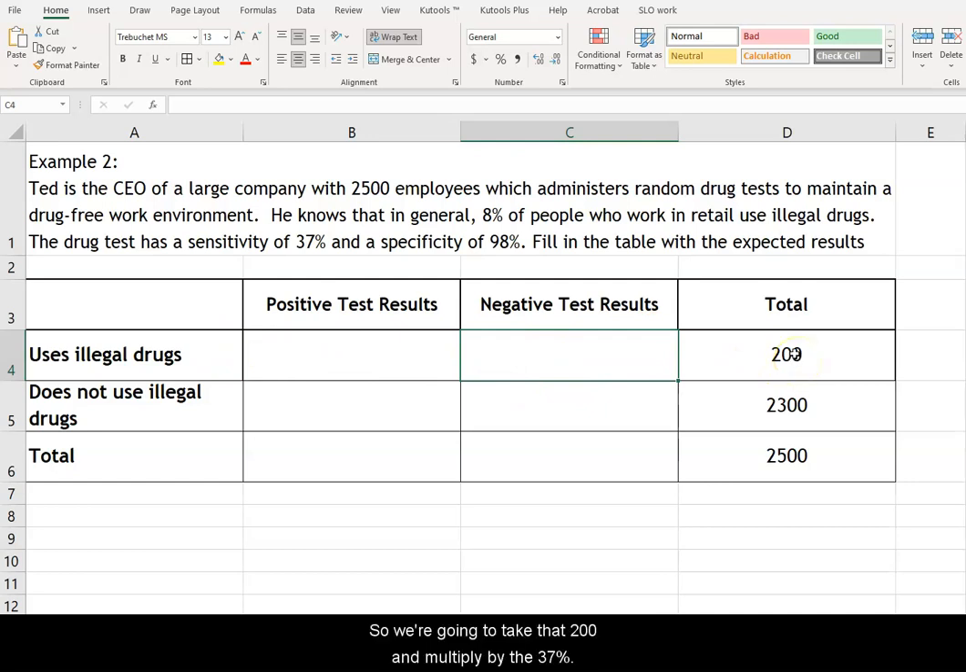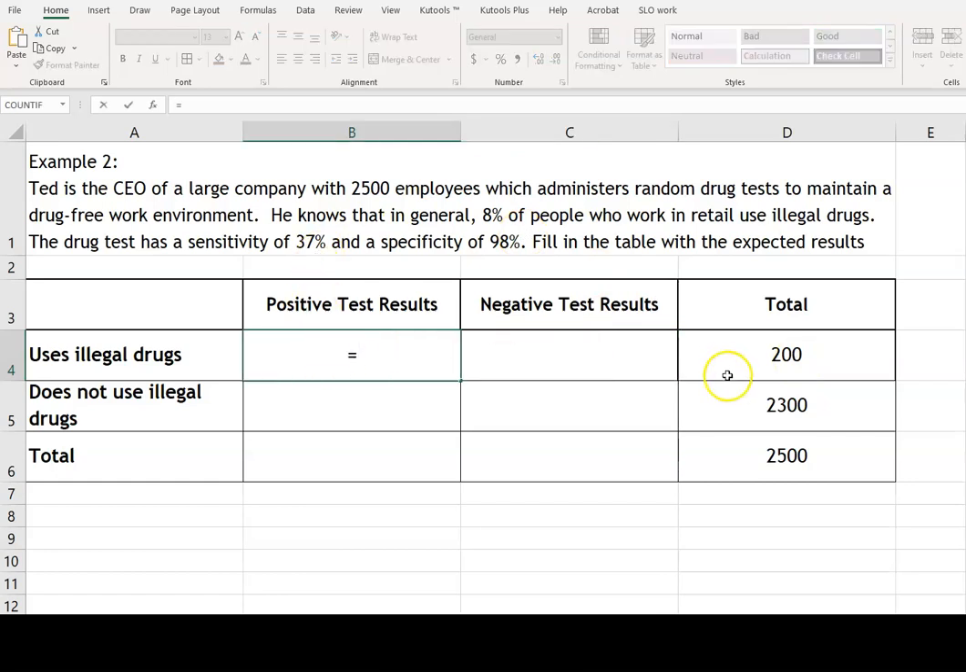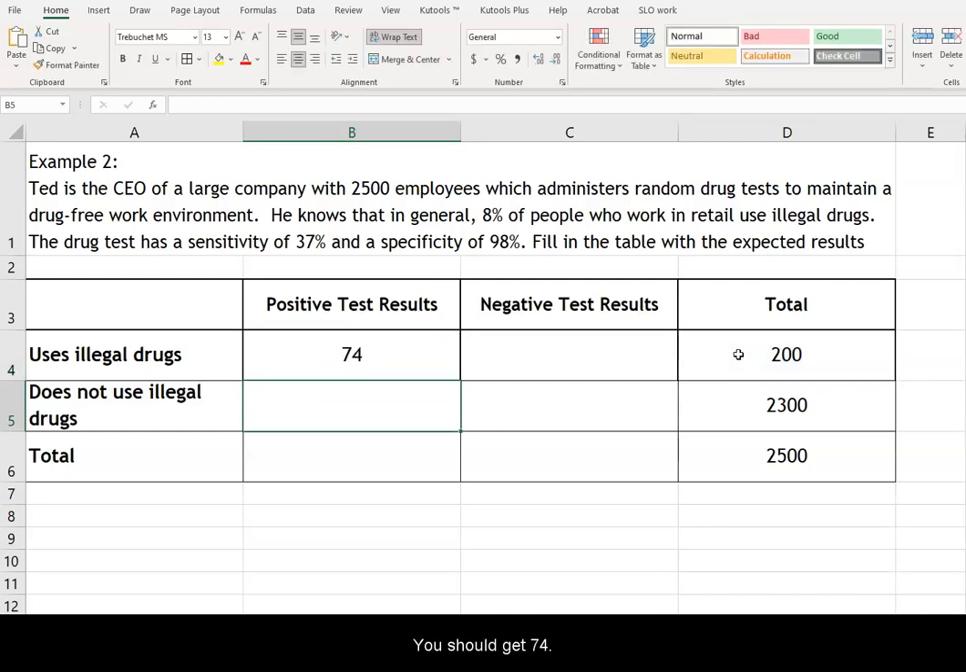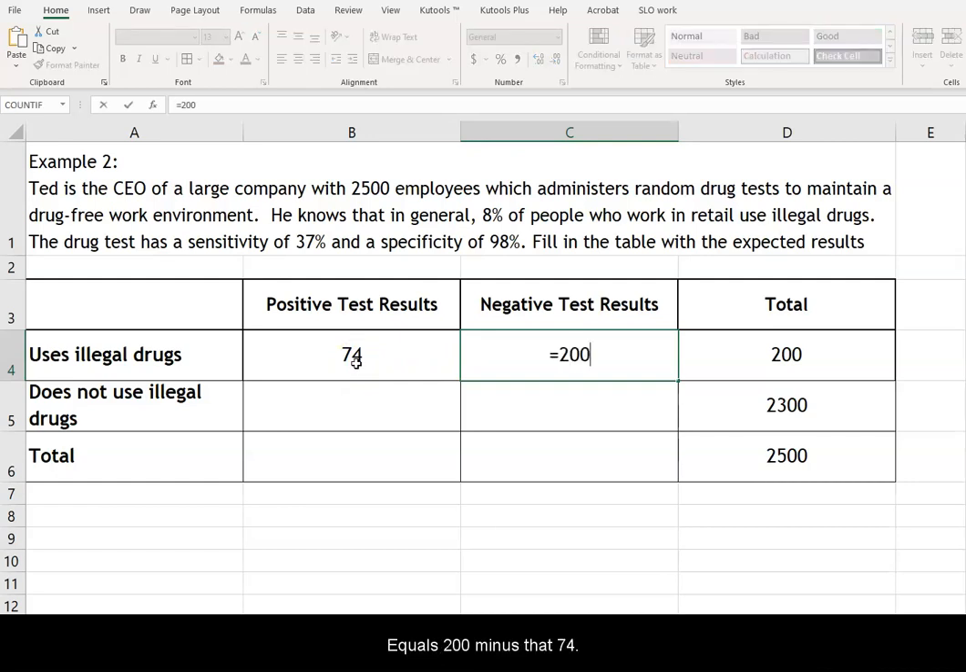So we're going to take that 200 and multiply by the 37%. So equals 200 times 37%. And you should get 74. Okay. This is going to help me fill in the number next to it, the negative results of people who use drugs. So 200 minus 74 should give me 126.